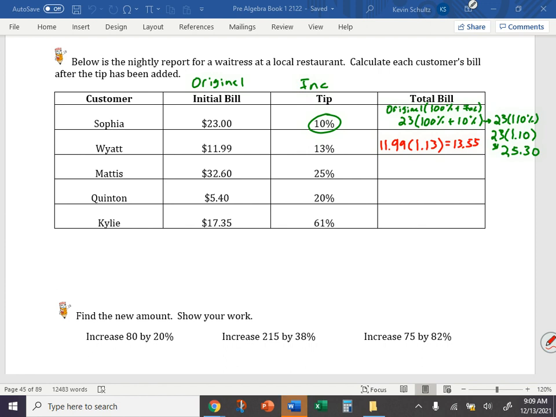But no, don't round until your final answer, because every time you round, you're losing accuracy. If you constantly round as you're solving it, you're going to lose accuracy every time you do. So save it for the end.